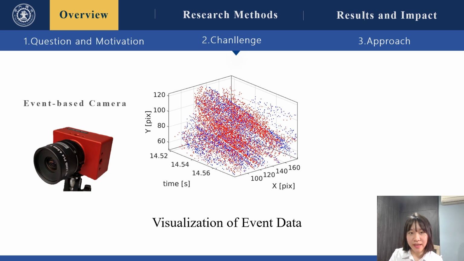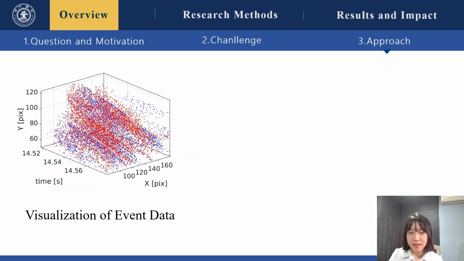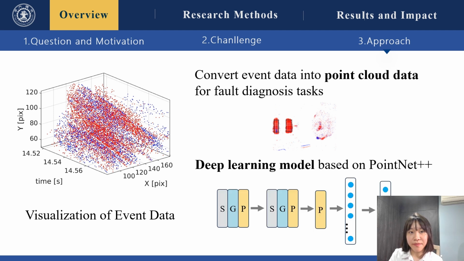As you can see, the dynamic vision data here has complex data formats, difficult feature extraction, and a lack of established models to process it. Specifically, our main contribution here is that we treat event-based data as 3D point clouds, and we apply deep learning methods for accurate fault diagnosis.